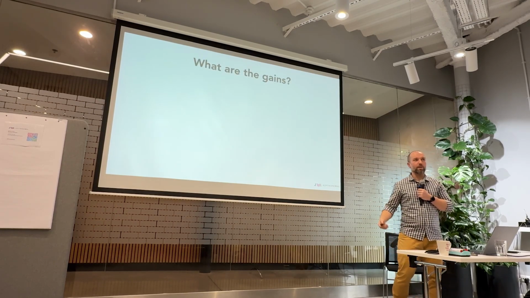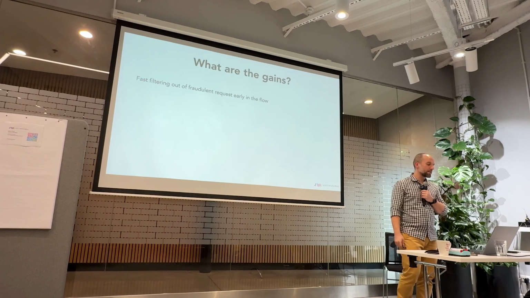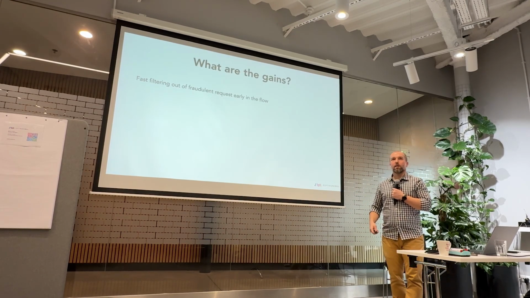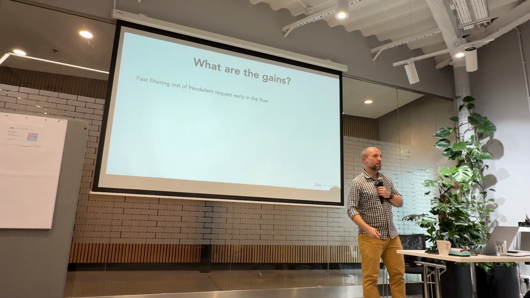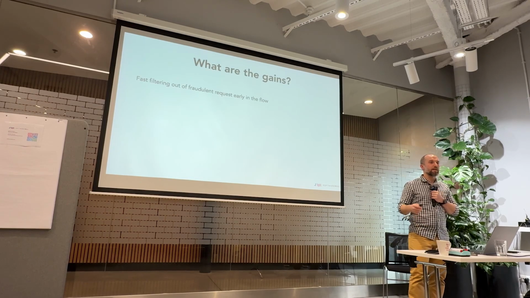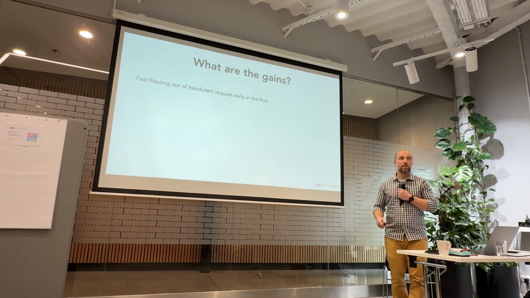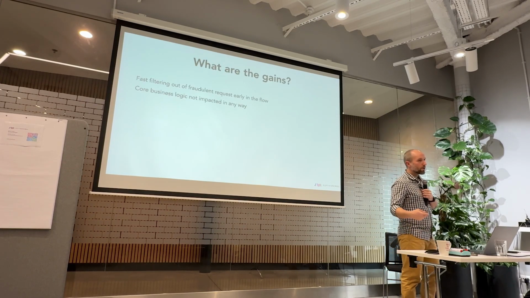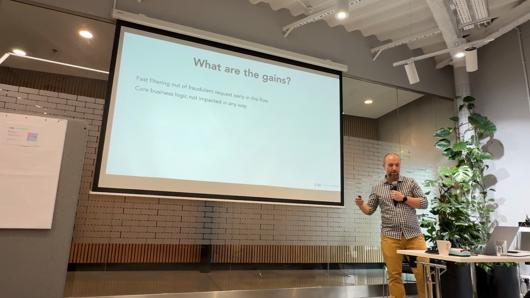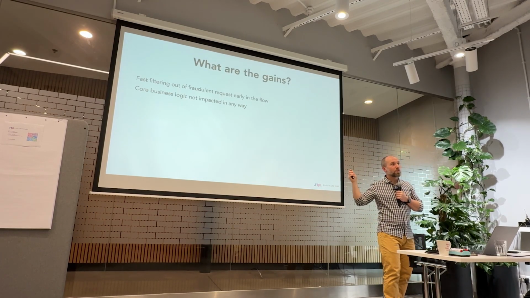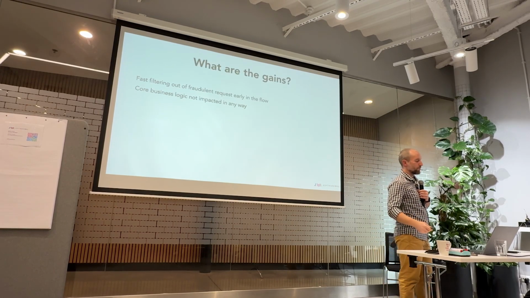So what are the gains? If we look at the probabilistic data structures, what are the gains? Fast filtering out of fraudulent requests. Looking for the non-existence of an element in these two structures is blazingly fast. It's correct if it tells you that the element is not in the structure. It's for sure not in the structure itself. Our core business logic, these two stages at the back, is not impacted in any way. We just push the used codes from our infrastructure to Redis itself, which we don't have to modify.